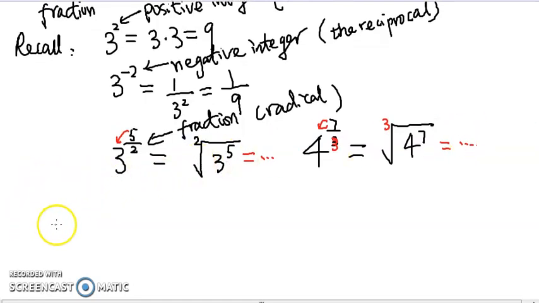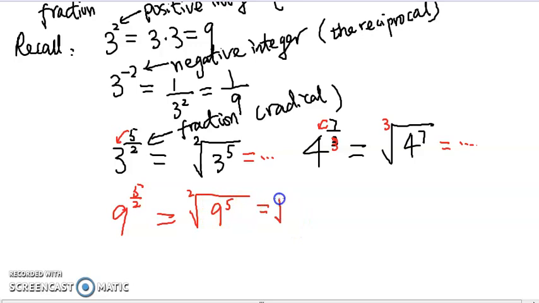Okay, so let's look at changing this 3 to 9, so 9 to the 5 halves. By the definition, it means 9 to the 5th, and then take the square root. So this 2, the square root 2, can be omitted. And from what we learned before, if you have 2 copies of anything, you should take out the square root sign. So this means we have 5 copies, 9, 9, 9, 9, 9.